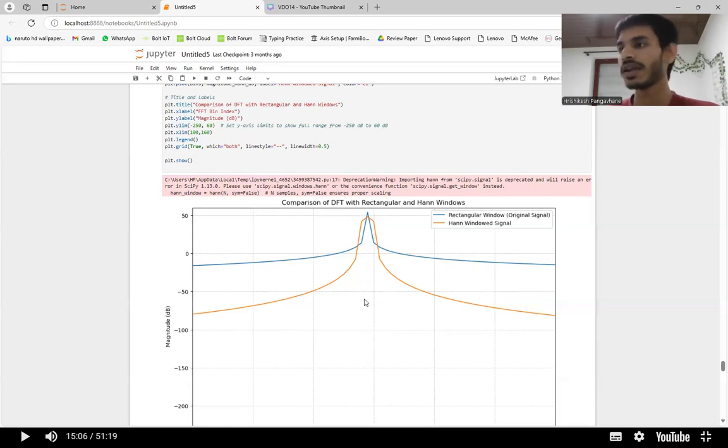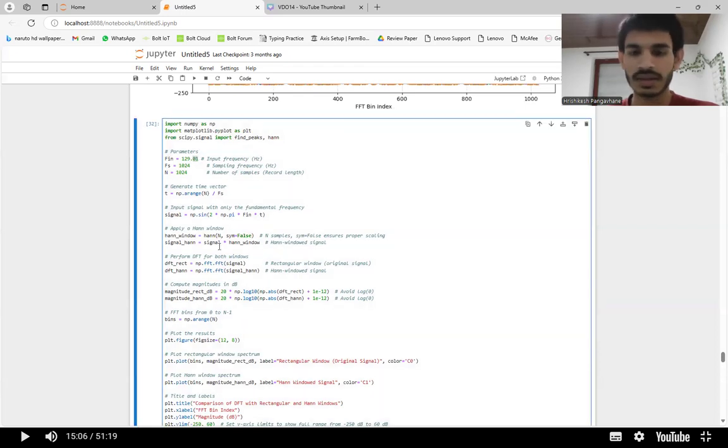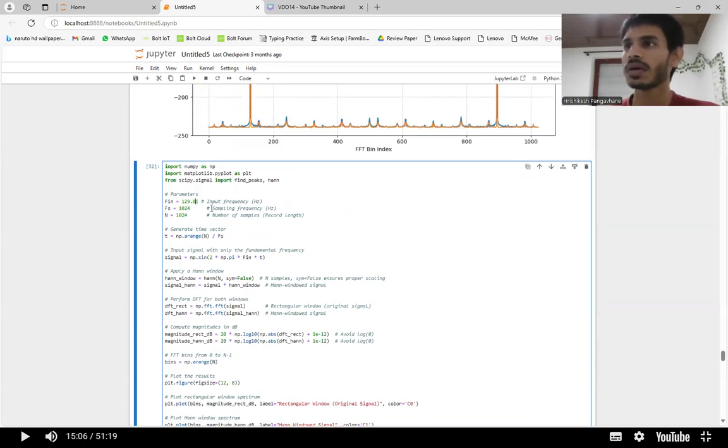So this is the benefit of using a Hahn window, because whenever we have some kind of FFT leakage, the leakage will be reduced significantly when compared with the main case where we took only a rectangular window. So there is one more window. There are different types of windows.